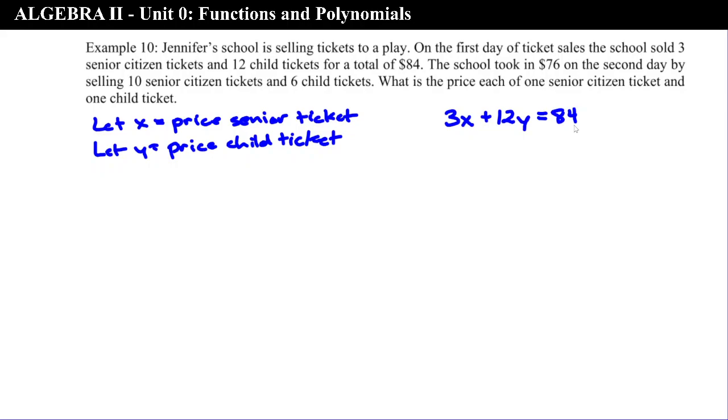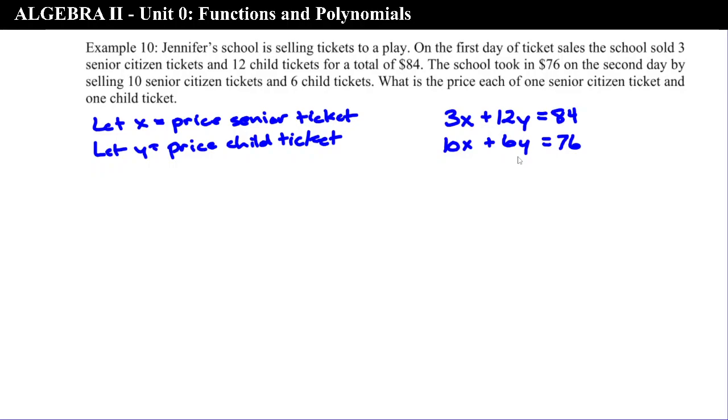All right. Let's do the same thing for the second sentence. The school took in $76 on the second day, so that's our total amount. And they sold 10 senior citizen tickets. So the price of our senior citizen tickets, the amount we brought in was 10x. And then 6 child tickets. So 6 tickets times the cost of those tickets each. And that gives us our total for each of the 2 days. And that gives us our 2 equations that we can solve for.